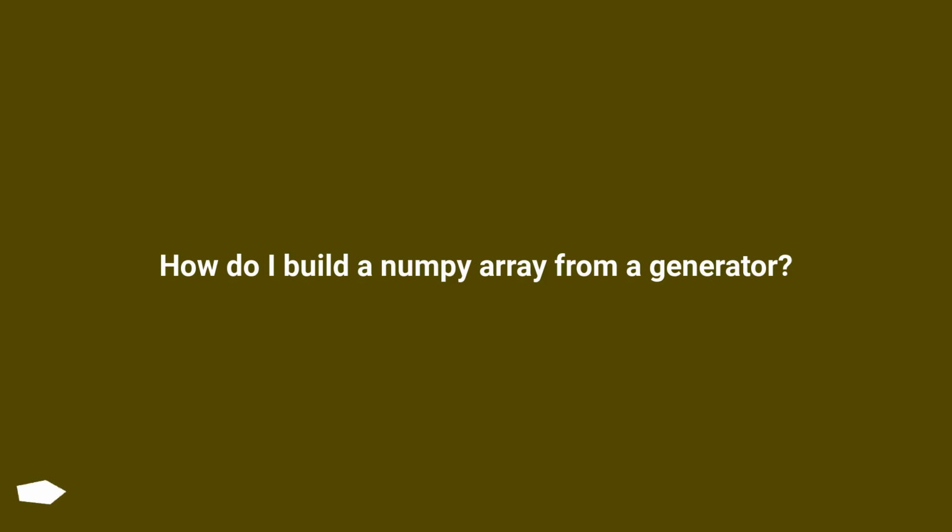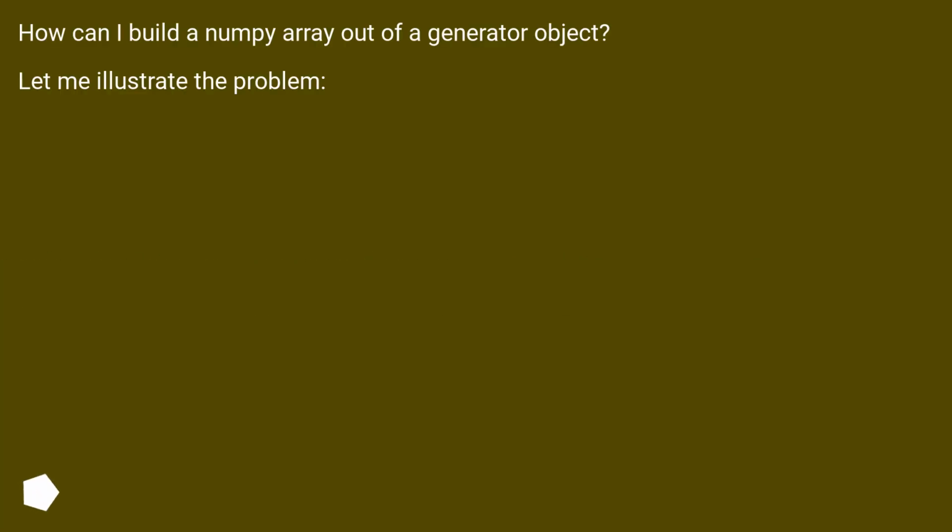How do I build a numpy array from a generator? How can I build a numpy array out of a generator object? Let me illustrate the problem.